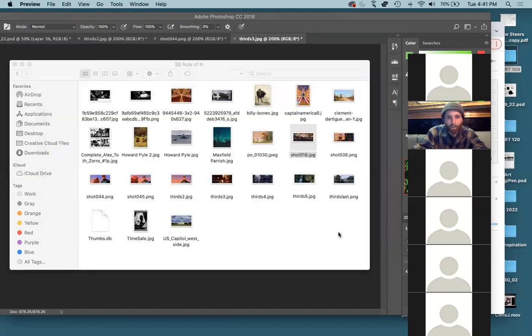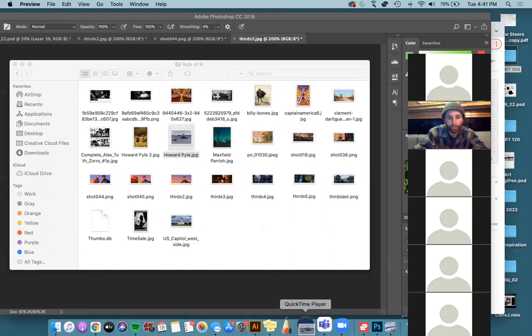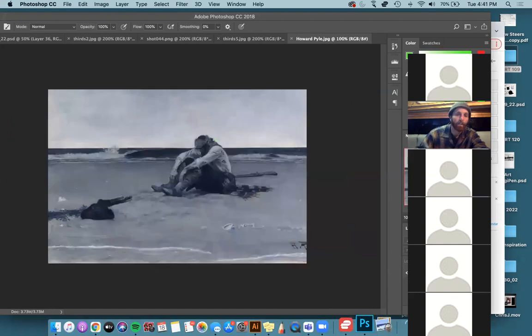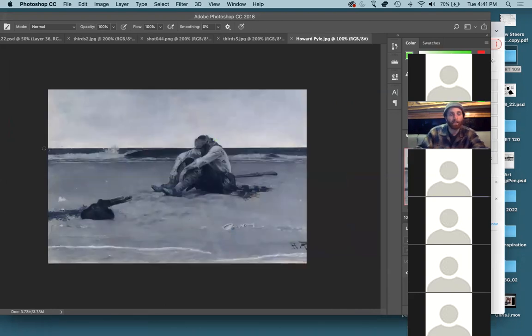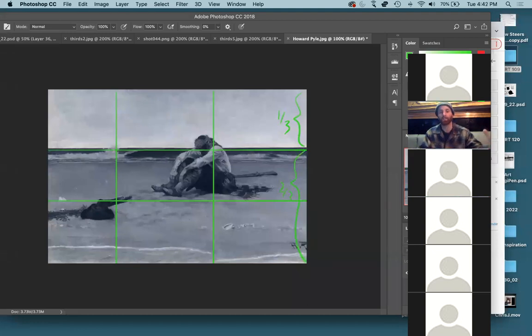So we talked about division of space as well. Where is that good division of space? So this becomes a nice division of space here. So we got about 1/3 of sky and 2/3 of ground. So the artist made a decision here.